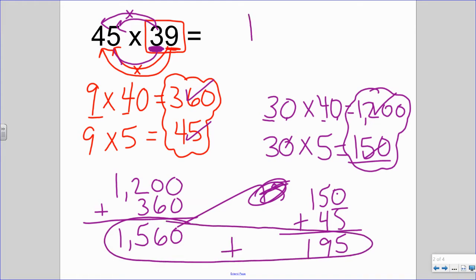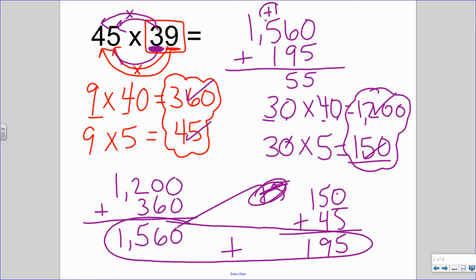So you can see the distributive property takes a lot of space. It's kind of all over the place. But eventually, when you add all the pieces together, 6 plus 9 is 15. Carry the 1. 1 plus 5 is 6. Plus 1 is 7. And 1. When all is said and done, the final answer would be 1,755.